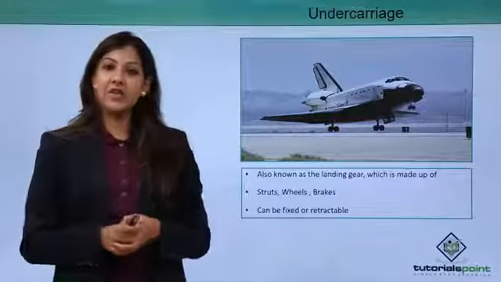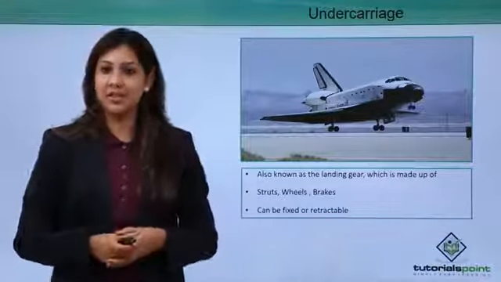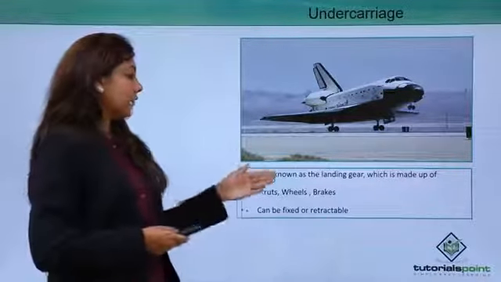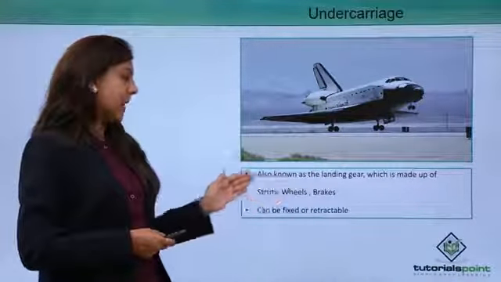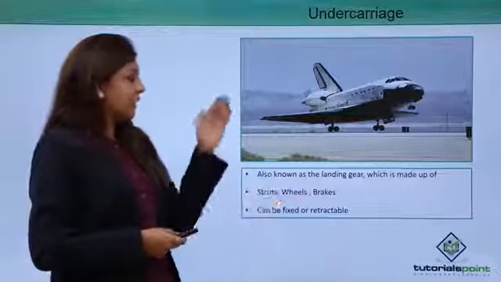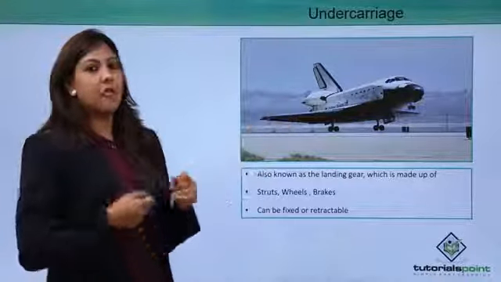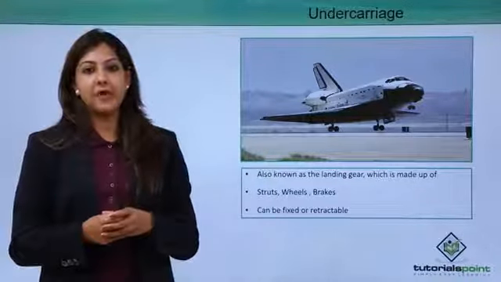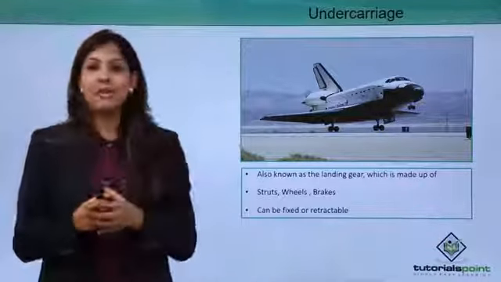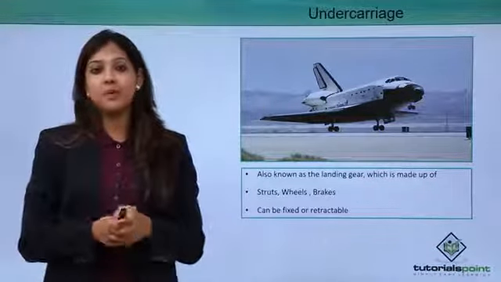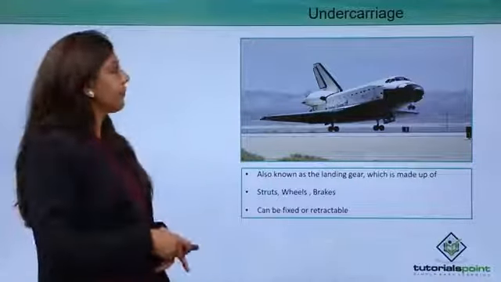Talking about the undercarriage. Now the undercarriage is actually the belly of the aircraft where the cargo is put in place. Well, it is also known as the landing gear, which is made up of struts, wheels and brakes, and it can be fixed or retractable. In the slide you can see the landing gears as well as the forward nose gear, which helps the aircraft in landing. The undercarriage also has the brake system, which helps the pilots to brake at a particular position wherever they can do so.